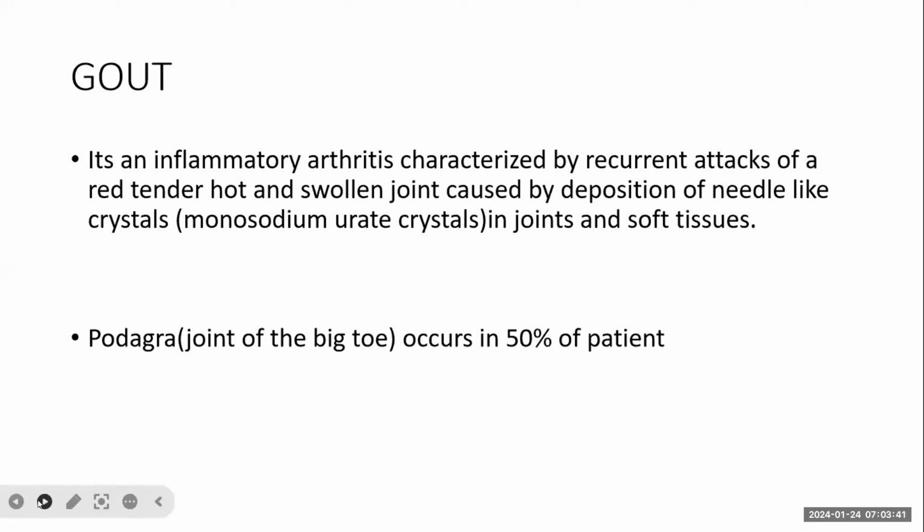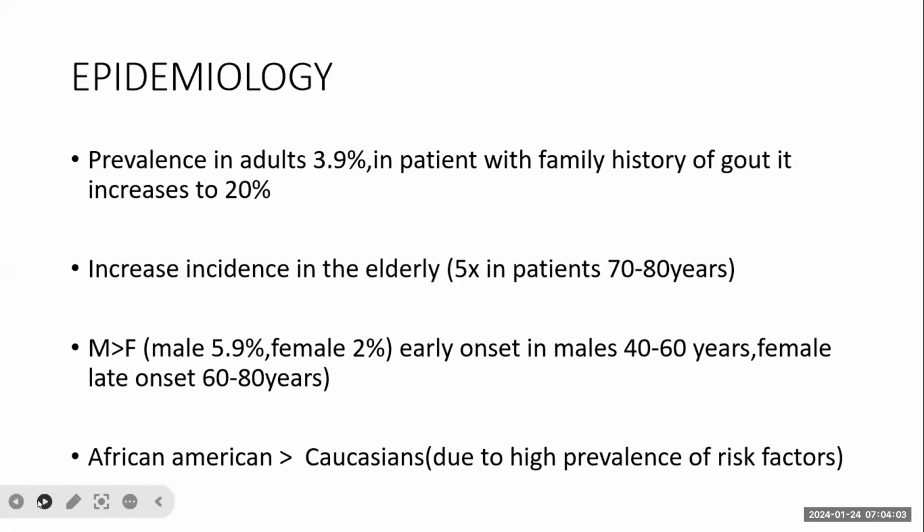So gout is an inflammatory arthritis characterized by recurrent attacks of red, tender, hot, and swollen joints caused by deposition of needle-like crystals, specifically the monosodium urate crystals, in the joints and soft tissue. The presentation which our patient had occurs in about 50% of patients and is one of the most common symptoms they present with. It's been found in about 3.9% of adults, and if you have a family history of gout, it increases to about 20%.